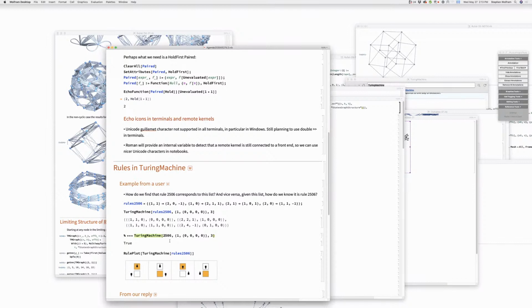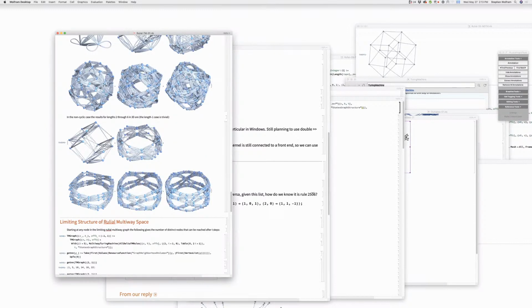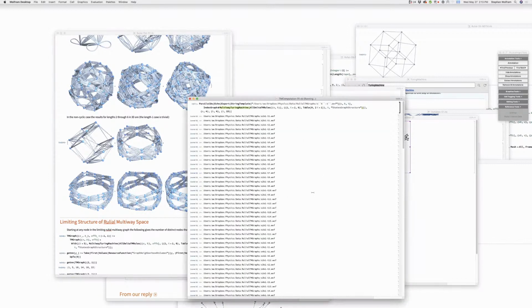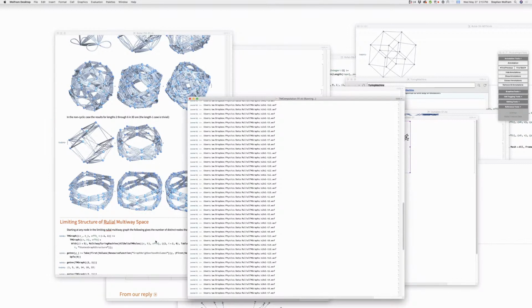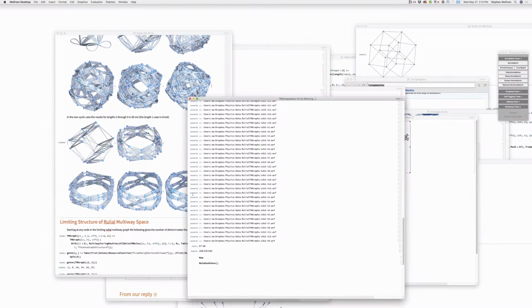There are some other things with Turing machines. Coincidentally, that's what's in my screen background here. Coincidentally, my computer is tied up actually running giant Turing machine computations. So that's where Turing machines are today.